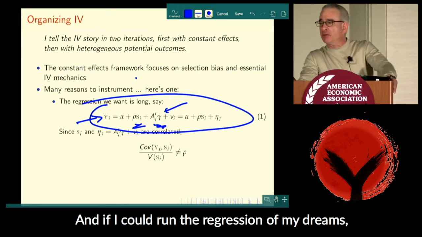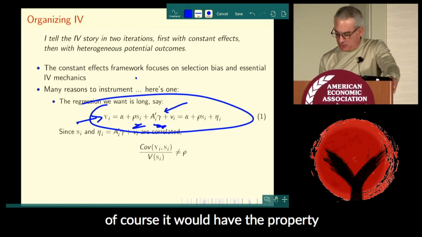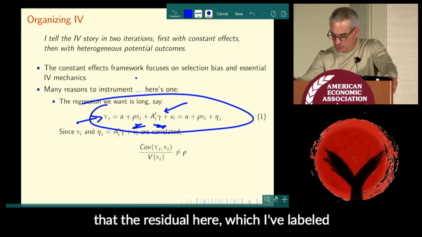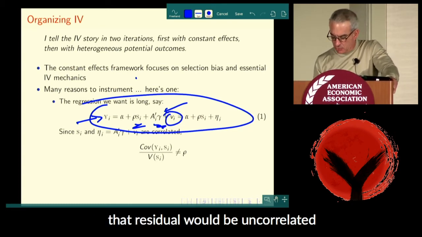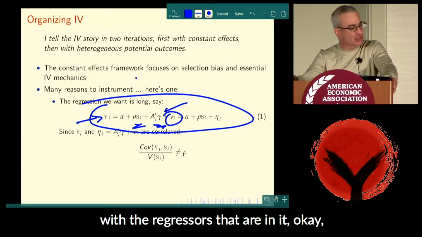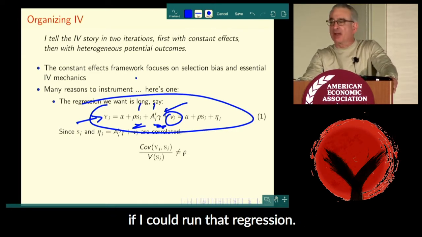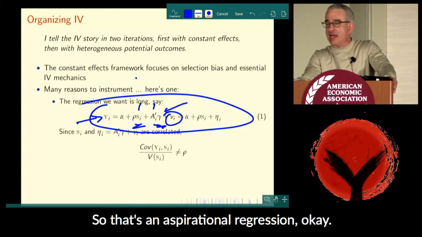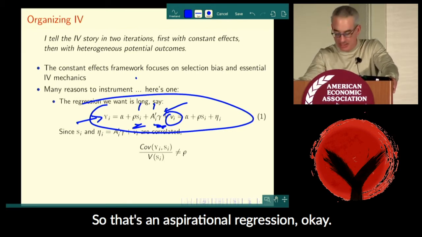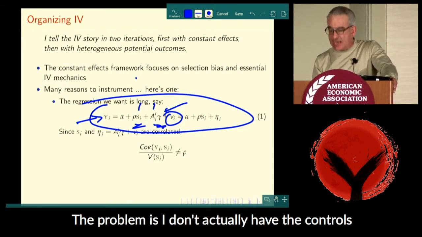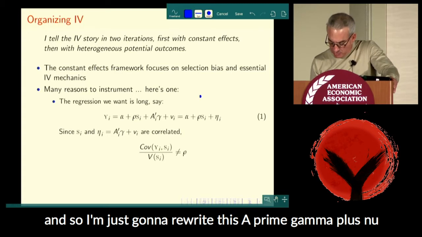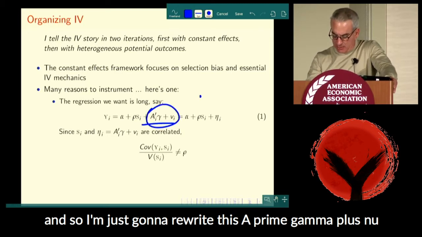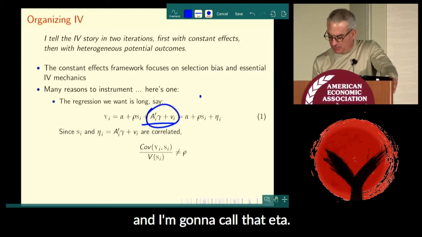And if I could run the regression of my dreams, of course, it would have the property that the residual here, which I've labeled with the Greek letter nu, would be uncorrelated with the regressors that are in it, if I could run that regression. So that's an aspirational regression. The problem is I don't actually have the controls that I need to run the aspirational regression. And so I'm just going to rewrite this A prime gamma plus nu, and I'm going to call that eta.